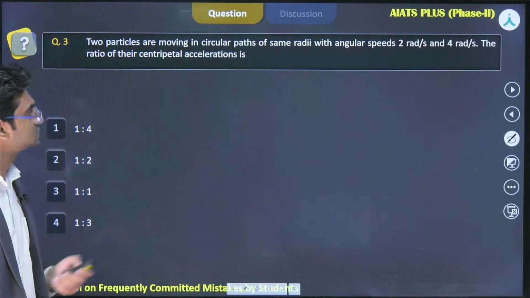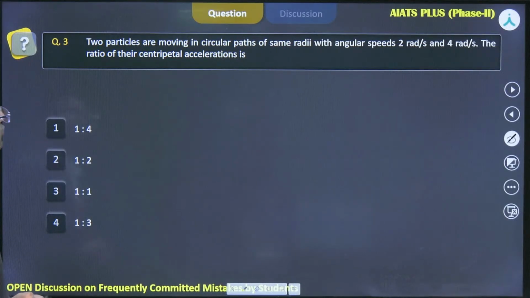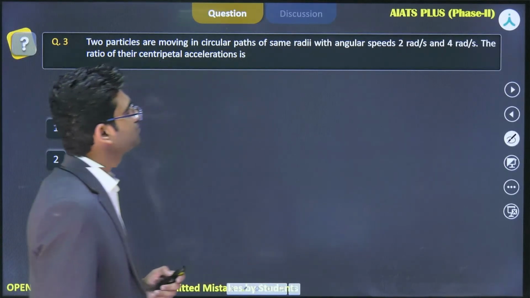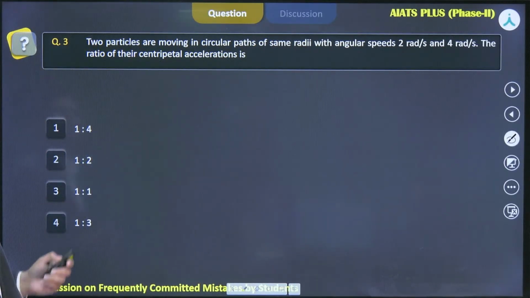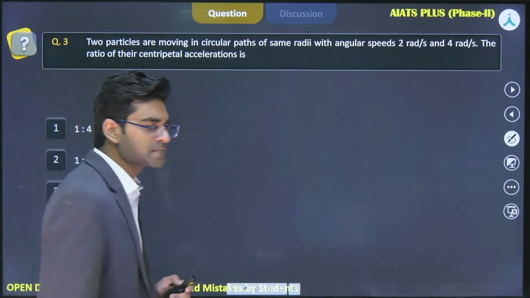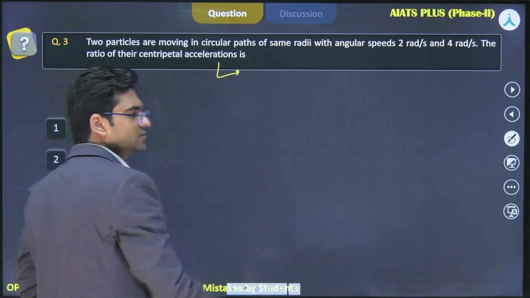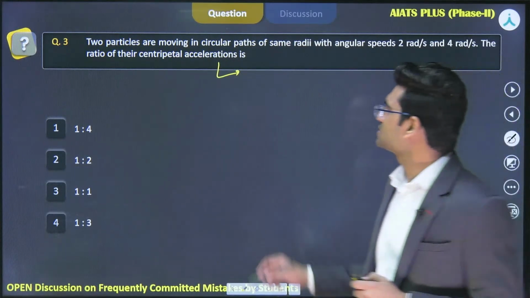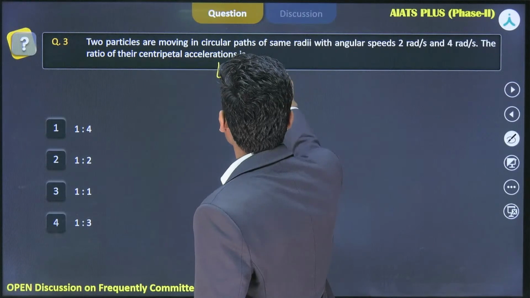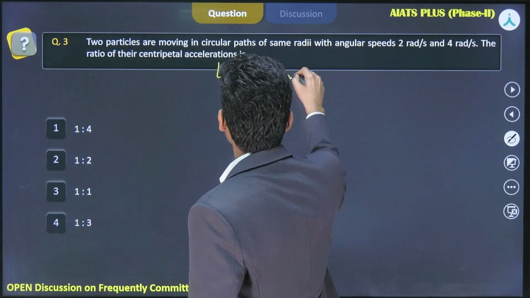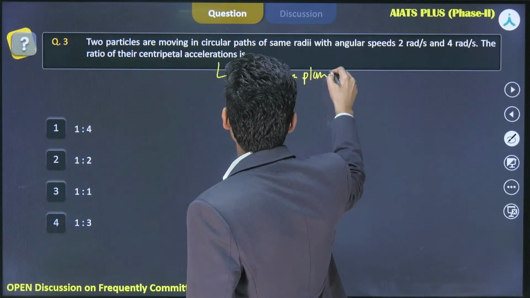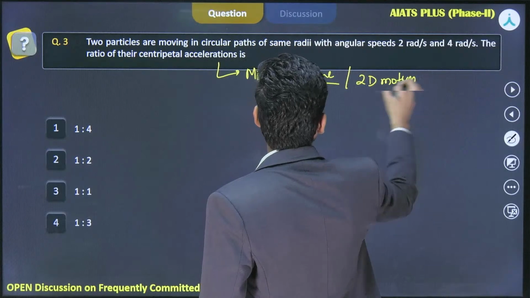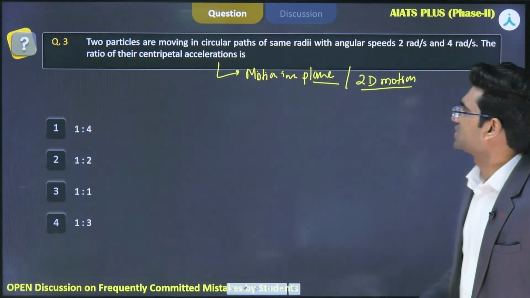So the second question is this: two particles are moving in circular paths of same radii with angular speeds 2 radian per second and 4 radian per second. The ratio of their centripetal accelerations is. What is the name of this chapter from which this question belongs? Right? Which one is this? This is motion in a plane, or 2D motion. Okay, so this is this chapter, right?